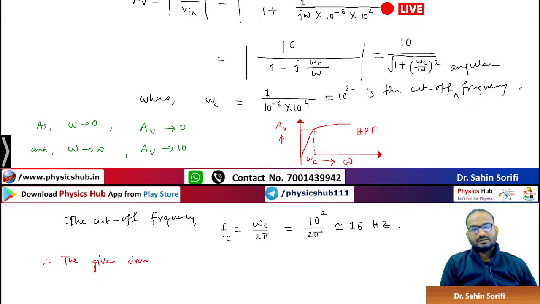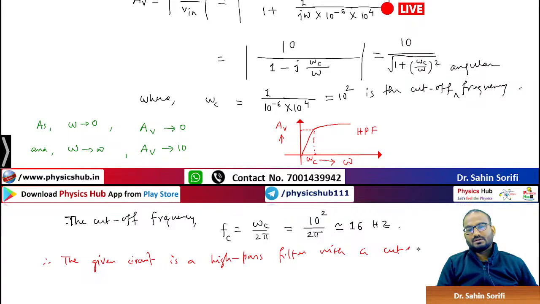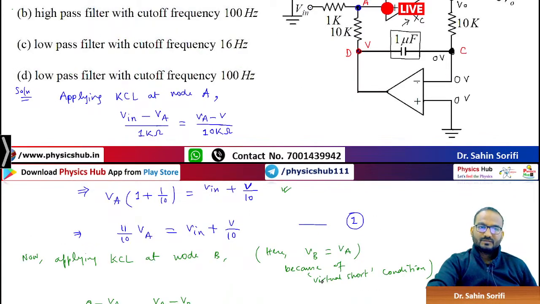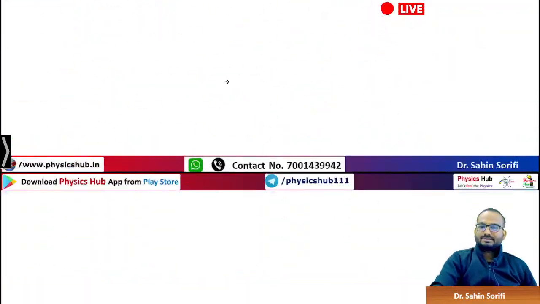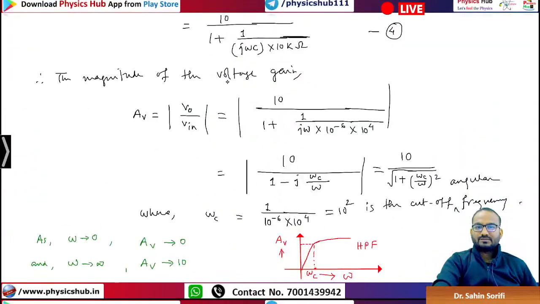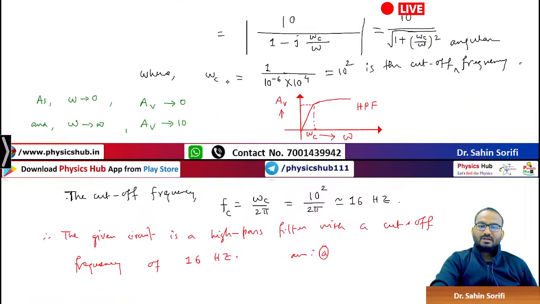Hence we can write, therefore the given circuit is a high pass filter with a cutoff frequency of 16 hertz, that matches with option A. So this is the best problem we have done till now in this class. How many pages have I kept? Tell me guys, wasn't it interesting?